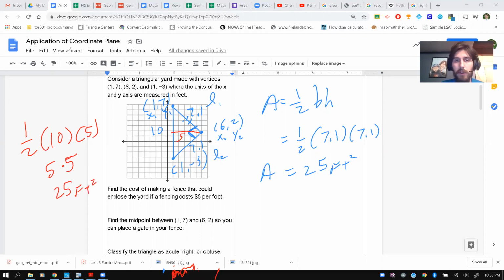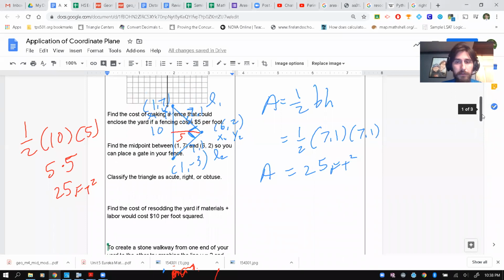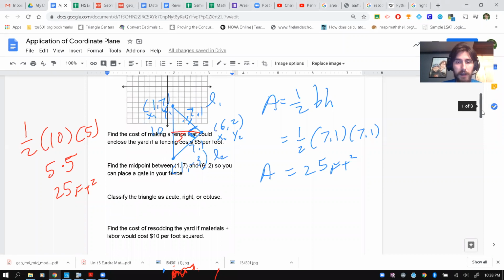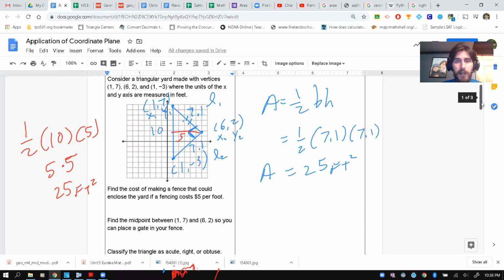So I now know that the area of my yard is 25 feet squared. Resodding would cost $10 per foot squared. So the cost of resodding here is going to end up being $10 times 25, which is $250.